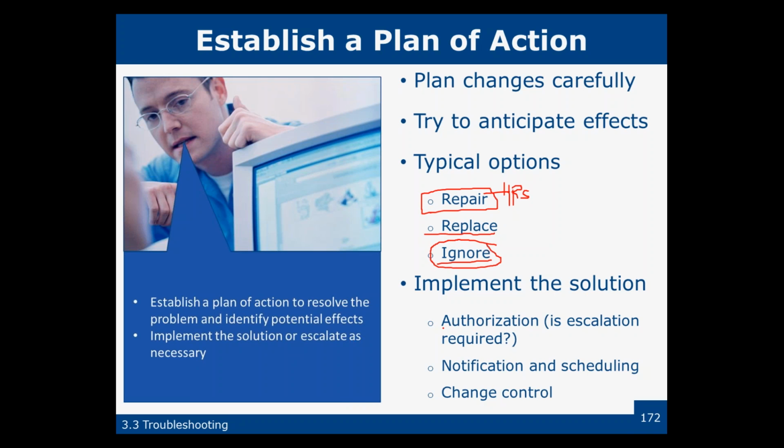Implement the solution. Authorization, is escalation required for this, notification and scheduling, and change control. Change control: document what you've done so that if it doesn't work, it gives you a way back. Although in the larger organizations, you're going to have a script that will undo what you have done.